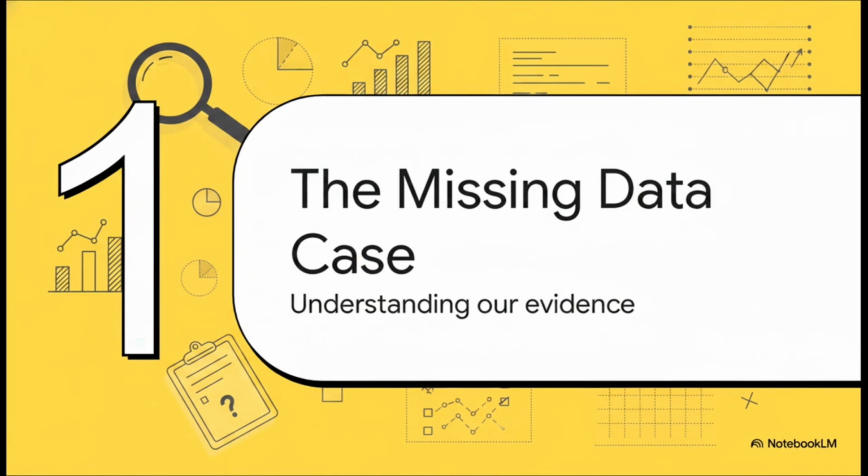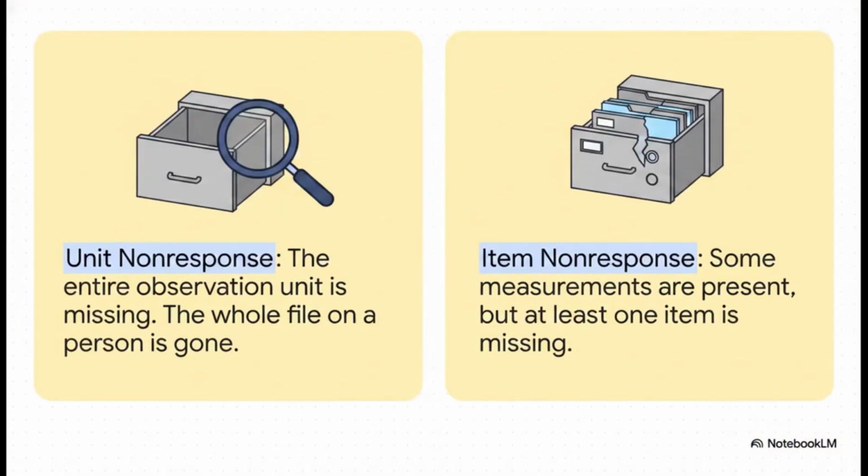Okay, let's start by defining our terms. In the world of statistics, missing data isn't just one single problem. It really breaks down into two main categories. The first type is what we call unit non-response. This is when an entire person or an entire household gives you nothing, zero information. Think of it like their whole file is just gone from the filing cabinet. The second type is item non-response. This one's a bit sneakier. We have the file, but when we open it, some of the pages are blank. The person answered some questions, but then skipped others. Maybe the tricky ones about their income or health. For today, we're really going to focus on that first one, unit non-response, where the whole file is just gone.